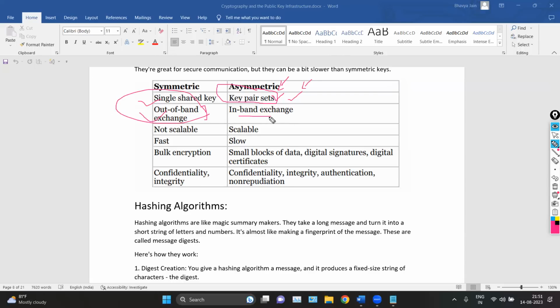In band: you can use the same channel for exchanging the key because there's no threat. Then, not scalable and scalable. Why is this scalable? It is all about the generation of keys. Let me show you this one. Let's say you have two participants, sender and receiver. This is the number of participants, and this is the number of symmetric keys you need. You need 1 key in the symmetric, and in the asymmetric you need 2 keys.